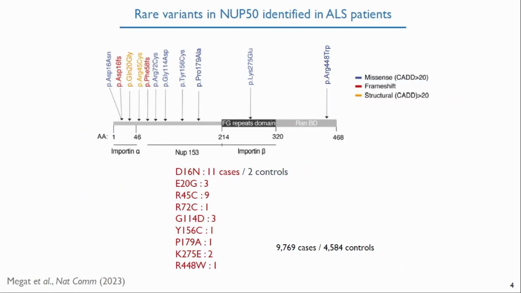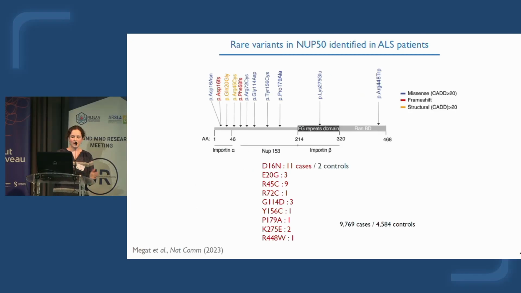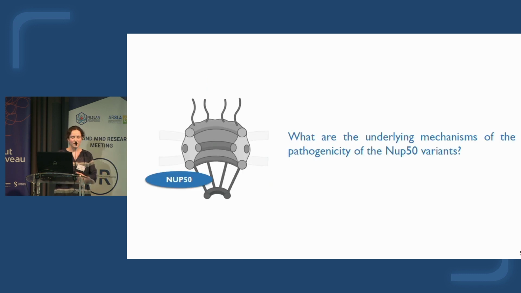Furthermore, rare variants in NUP50 have also been identified and are predicted to be pathogenic. They are mostly localized in the importin alpha binding domain and the NUP153 binding domain. But how they lead to alterations in the NUP50 function has not been studied yet. So the straightforward question of my talk today will be looking into what are the underlying mechanisms of the pathogenicity of these variants.